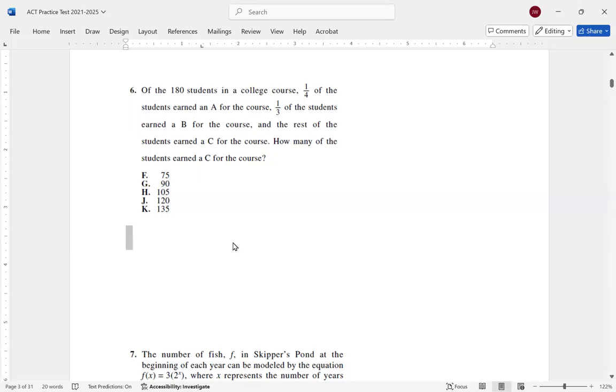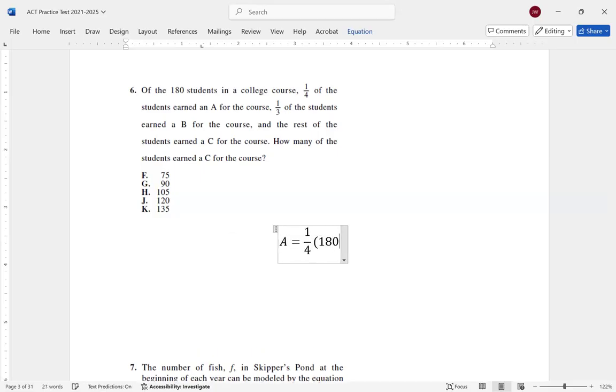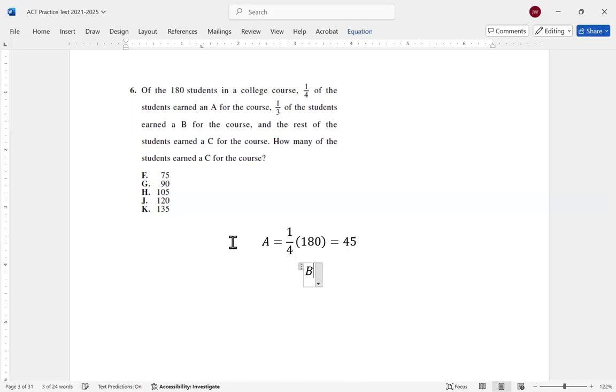So what I would start by doing is say that since a quarter of the 180 students earned an A, the number of students earning an A was 45. The number of students who earned a B was a third of 180, and that would be 60. Now, how many students earned a C?